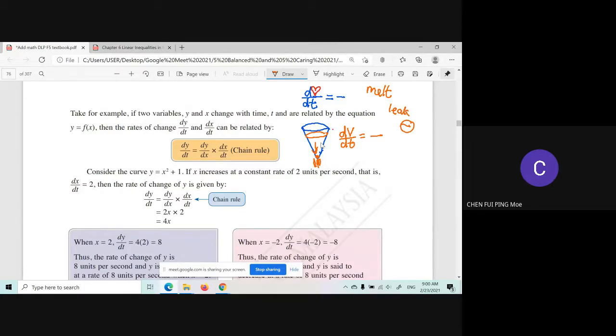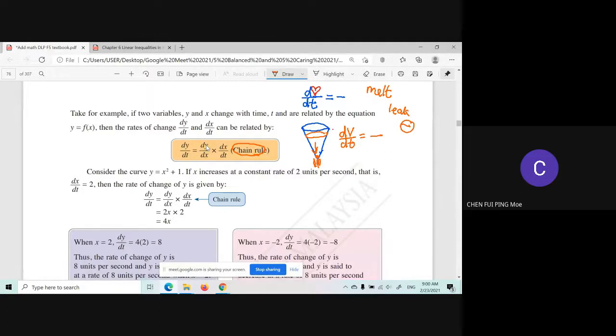The only thing changing is this thing. So when talking about rate of change, you need to use the chain rule to do it. How do we build the chain rule? For example, if the question asks you to find the rate of change for y, then you will have dy dt.